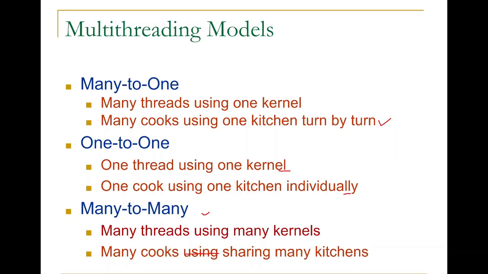In many-to-many, the kitchens may not be one-to-one. In one-to-one, you could have 5 threads and 5 kernels. But in many-to-many, you could have 10 threads and only 5 kernels, so they just interchange and use them in turns. That is also efficient because not all the threads are busy all the time, so there's no need giving each a kernel. It's only when you're busy.